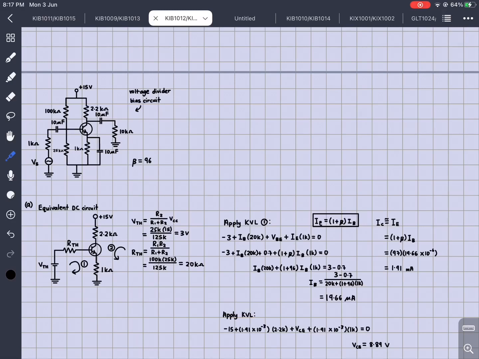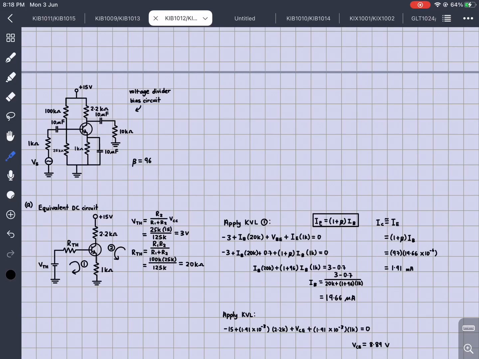Now, we can apply Kirchhoff's law to the first loop. We will get negative 3 plus IB times 20k plus VBE plus IE times 1k equals 0. IE is also equal to 1 plus beta times IB. Substitute the IE expression into the equation. Insert all the known values in the equation and we will find that IB is equal to 19.66 microampere.